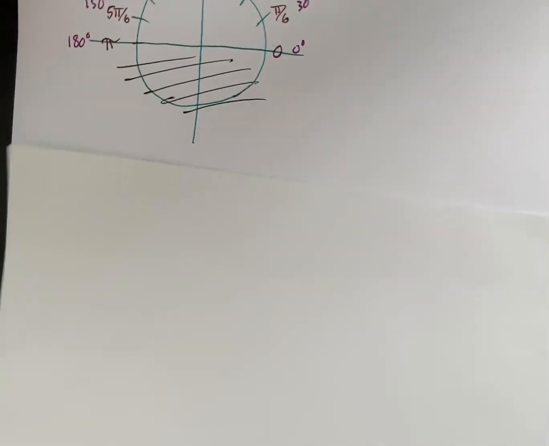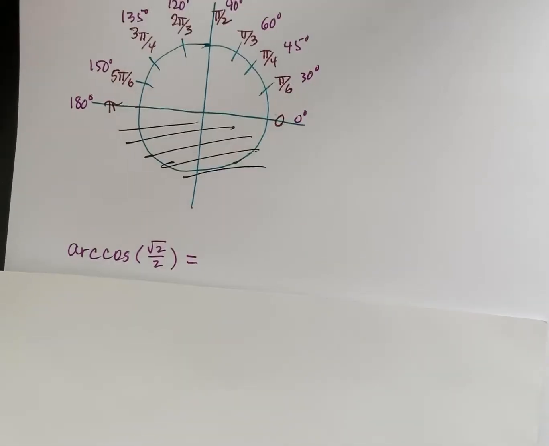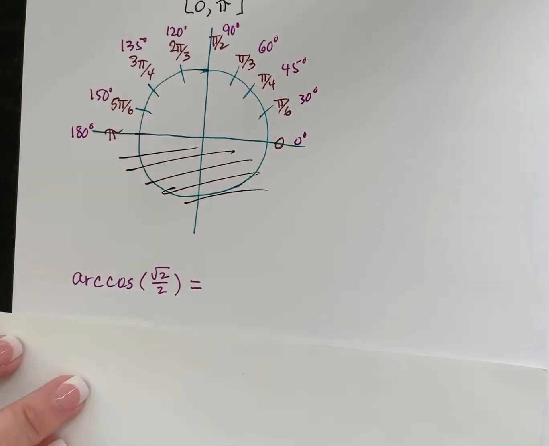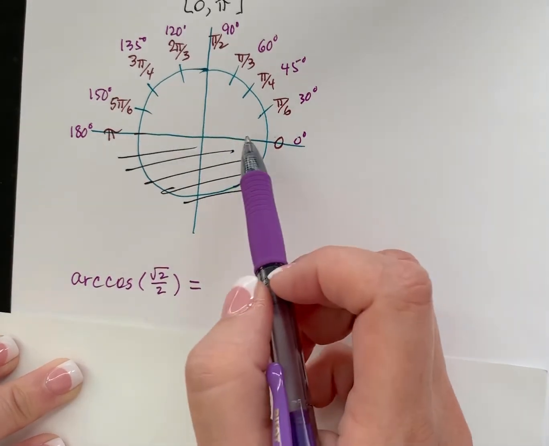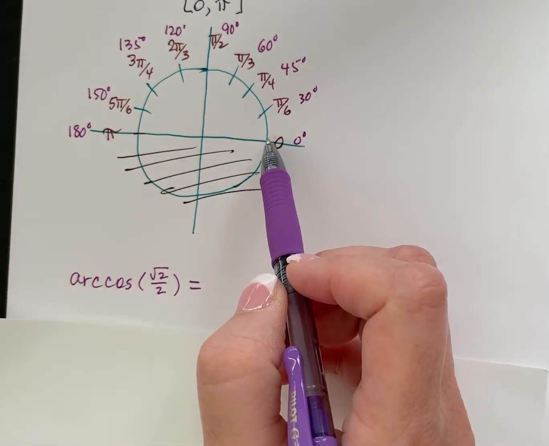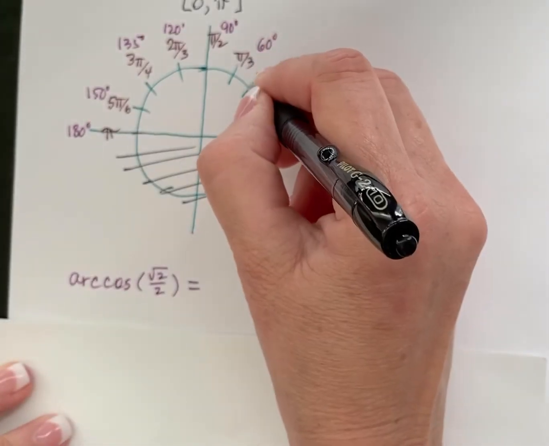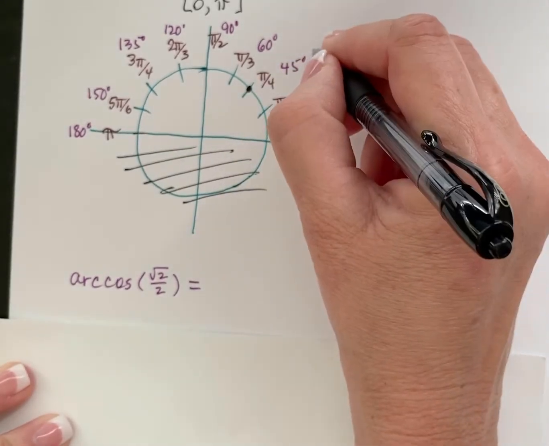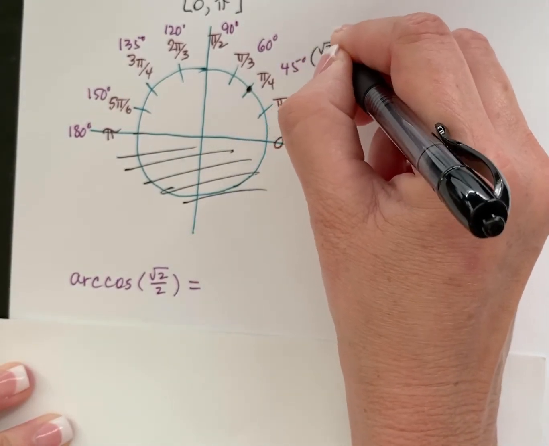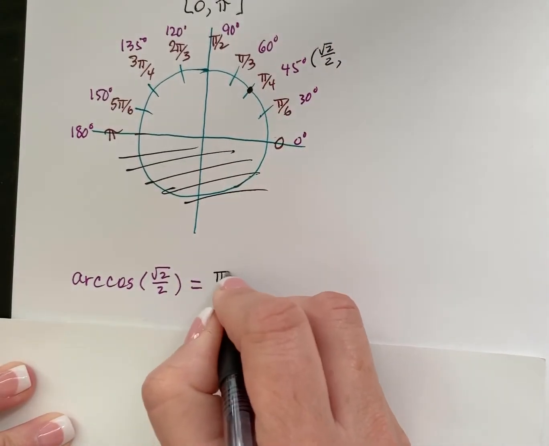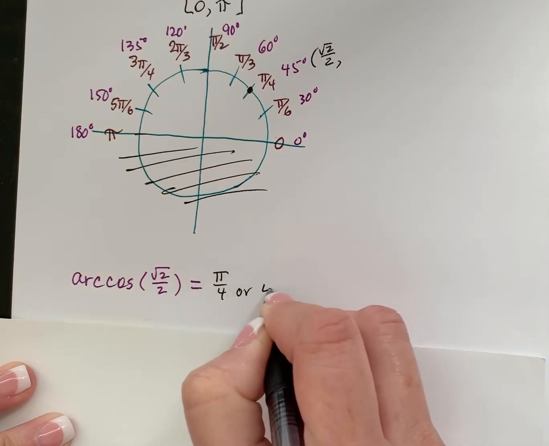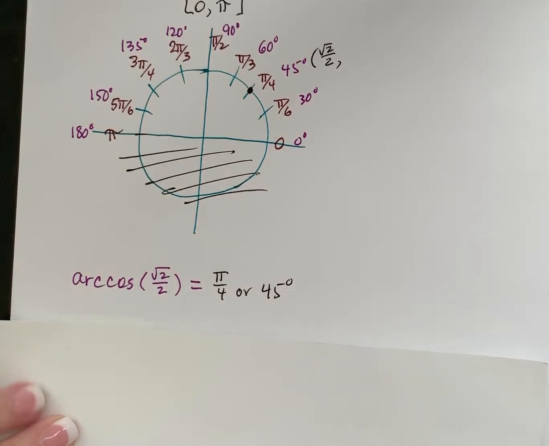Okay, so just a couple quick examples. If you're supposed to find the arc cosine of the square root of 2 over 2, you're trying to find the angle whose cosine is equal to the square root of 2 over 2, and the angle is between 0 and pi. So if you are thinking about the unit circle, at pi over 4, that's where the x coordinate is root 2 over 2. So if you're answering it in radians, you would say pi over 4. If you're answering it in degrees, you would say 45 degrees. Just look at the directions of where you're working.